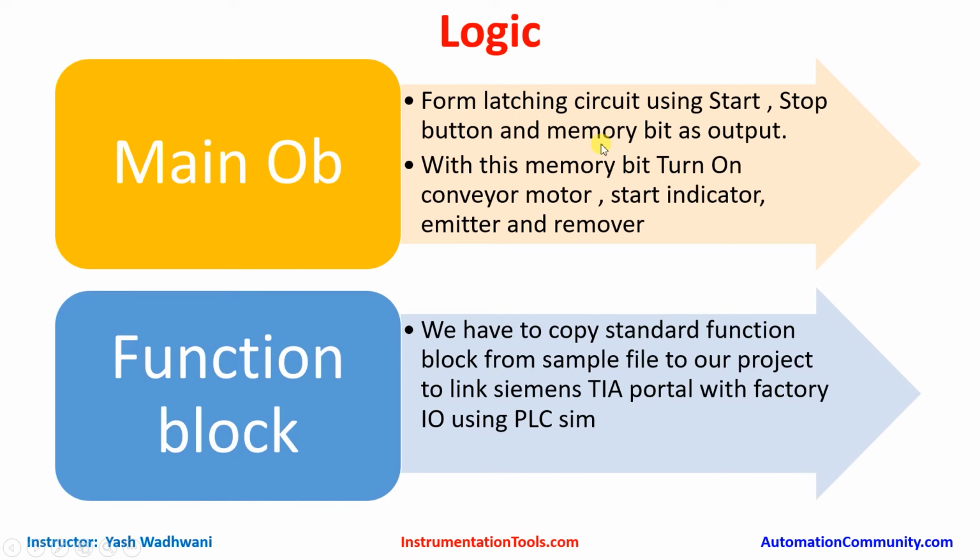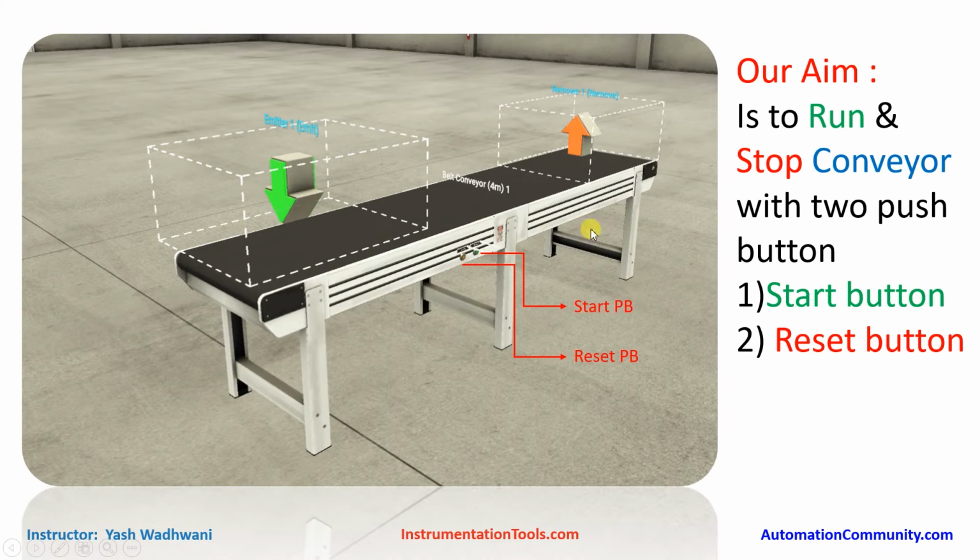Now let us understand the logic of this program. What will be the logic of our program? Simple. We will make a latching circuit using the start and stop buttons, and we will latch one memory bit. Why a memory bit? Because I have a larger number of outputs. So with the memory bit, I will turn on the conveyor motor and start indicator. And I also have to start the emitter and remover that I have shown over here. So we also have to give a start pulse for these.